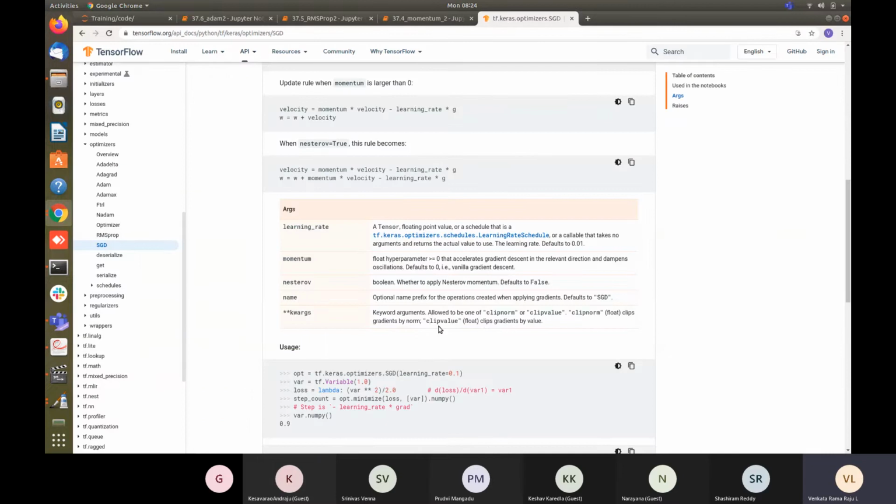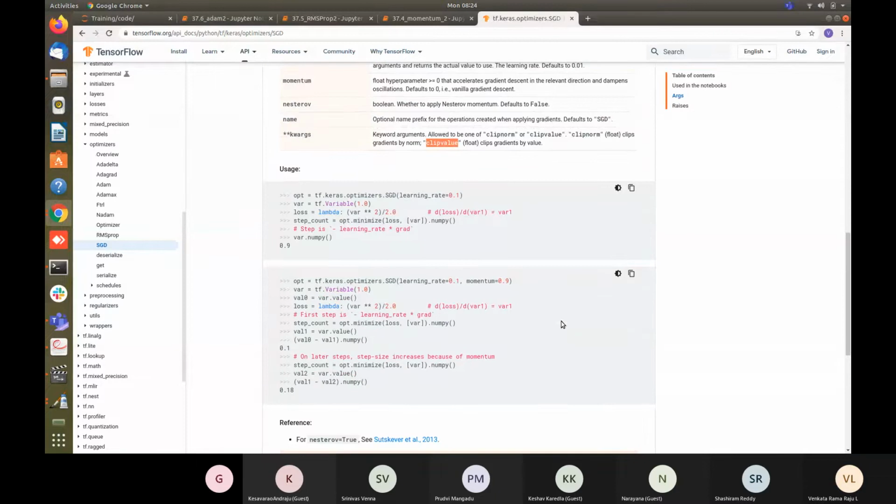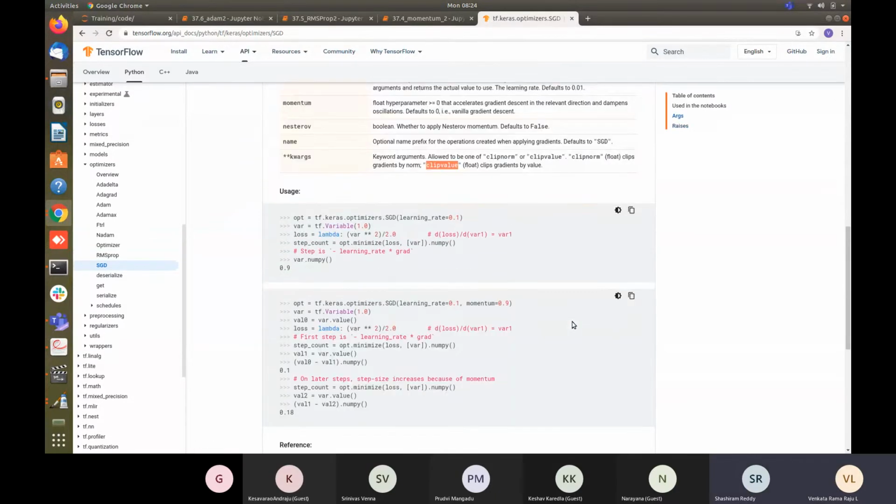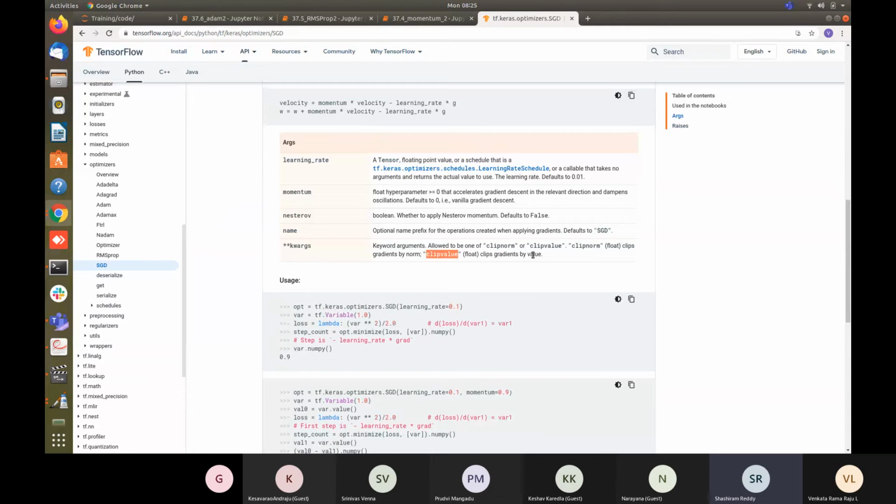Clip value, you got it? Did you get clip value? Yeah, so it's only used for the exploding gradients. Yeah, to restrict the exploding of the network.